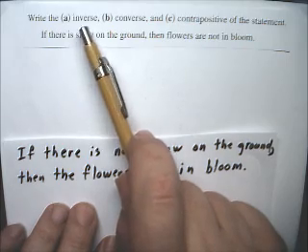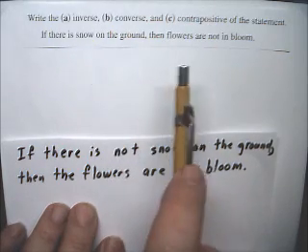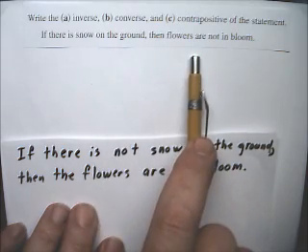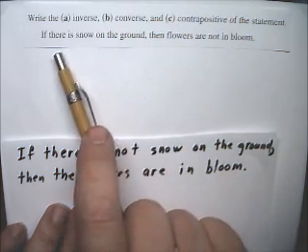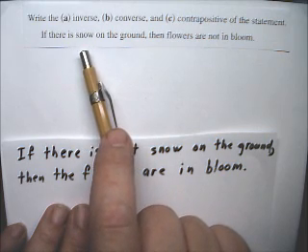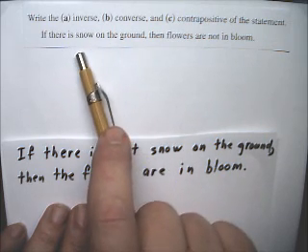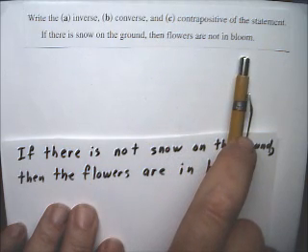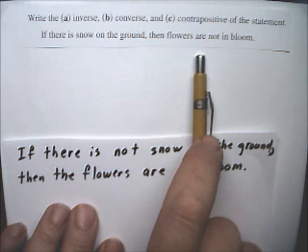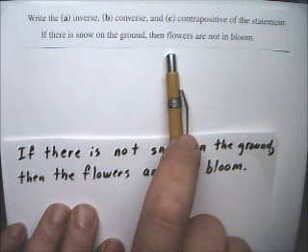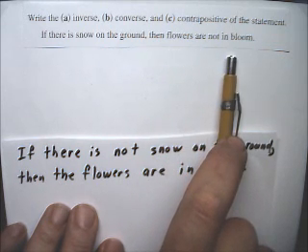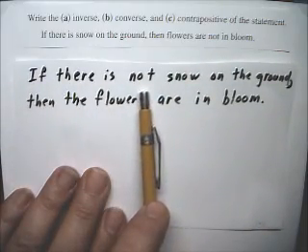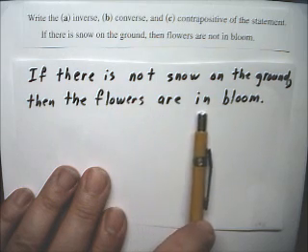Now with the inverse we have to do the negation of the front and the negation of the back, but they stay in the same order. So this says there is snow on the ground, so we're going to say there is not snow on the ground. Now this says flowers are not in bloom, so when we negate the second half, that becomes flowers are in bloom. And this is the inverse. If there is not snow on the ground, then the flowers are in bloom.